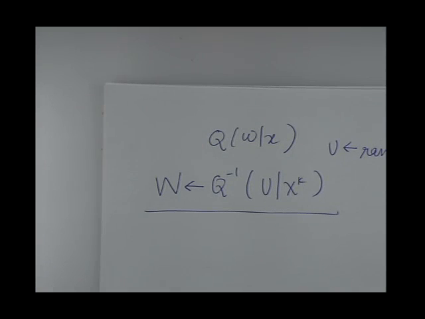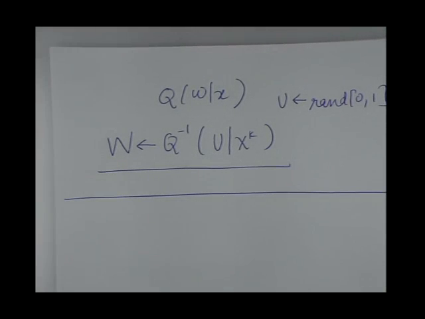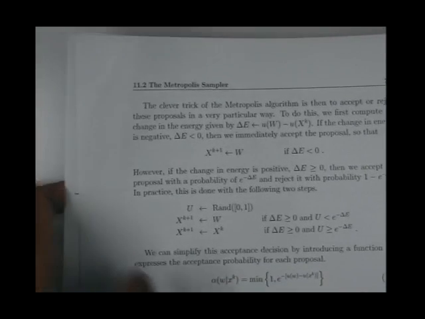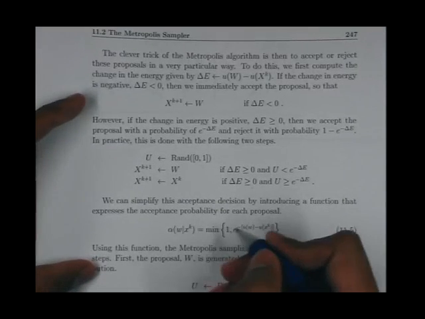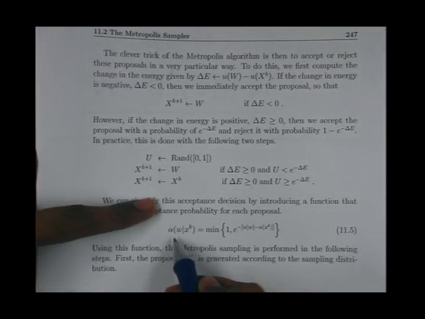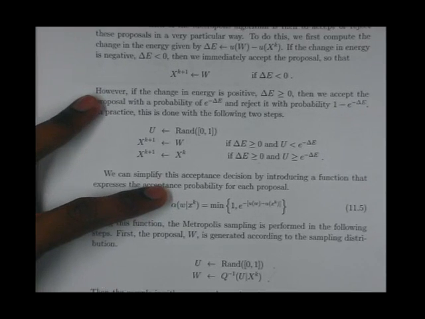With that, let me quickly summarize the steps of the Metropolis algorithm. I'll explain the main theory aspect of it. Let's look at a compact notation. The first thing we're going to do is express the probability of acceptance in compact notation.